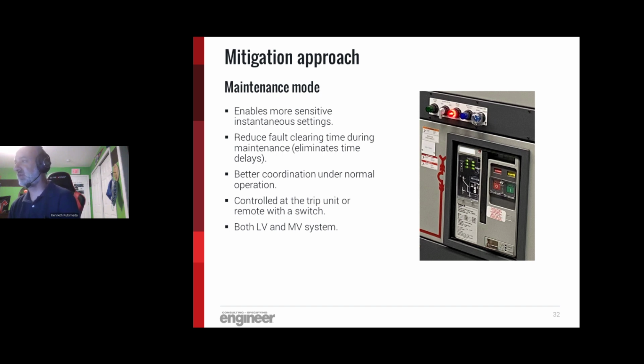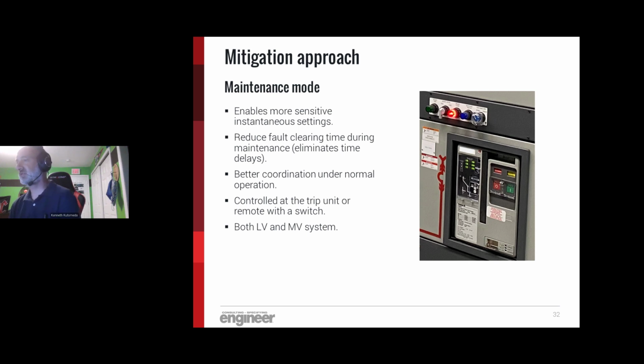Now, depending on the manufacturer, they have different means to do it. Some do it right in the trip unit, where you have to go in and adjust the trip unit. A lot of people don't like to adjust the trip unit once it's set. So in this picture here, there's actually a switch above the breaker. Different manufacturers have a separate switch. It's all labeled maintenance mode.